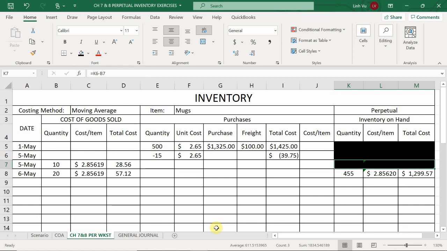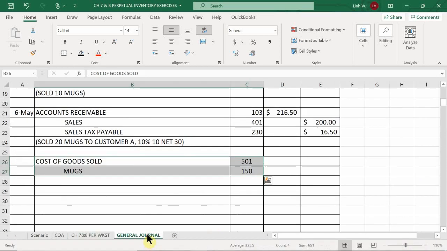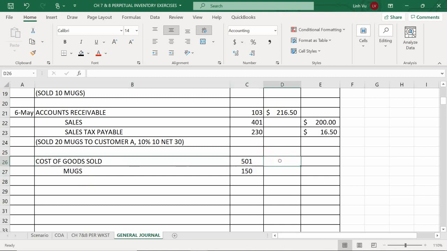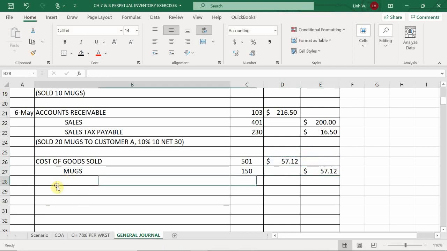Okay. So now I have to recognize that I sold $57.12, and I'm going to journalize that right here, $57.12. Okay. And I'm going to say that I sold this to customer A. So sold 20 mugs to customer A, right?